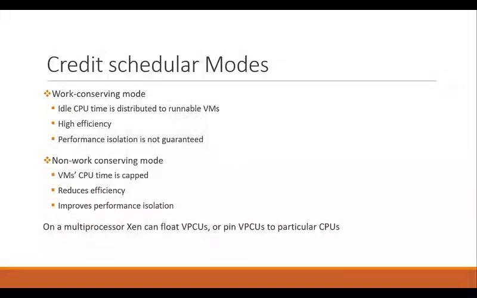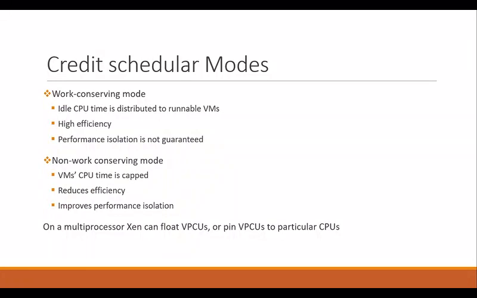So we have two different modes of operation for this credit scheduler. It's a kind of trade-off between performance and efficiency. What's your goal? Do you want to keep your processor working all the time? If so, then use work conserving mode, because here, if you have one virtual machine that is in an idle state and doesn't use its allocation, another machine can use it. So it achieves high efficiency, but unfortunately with low performance isolation.